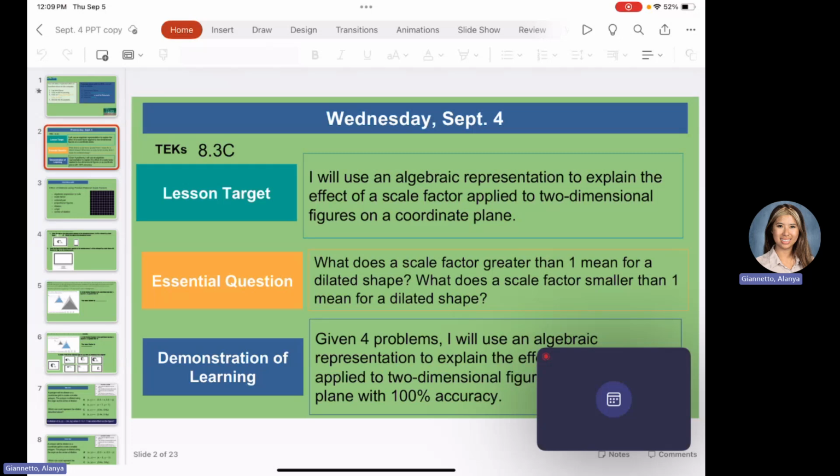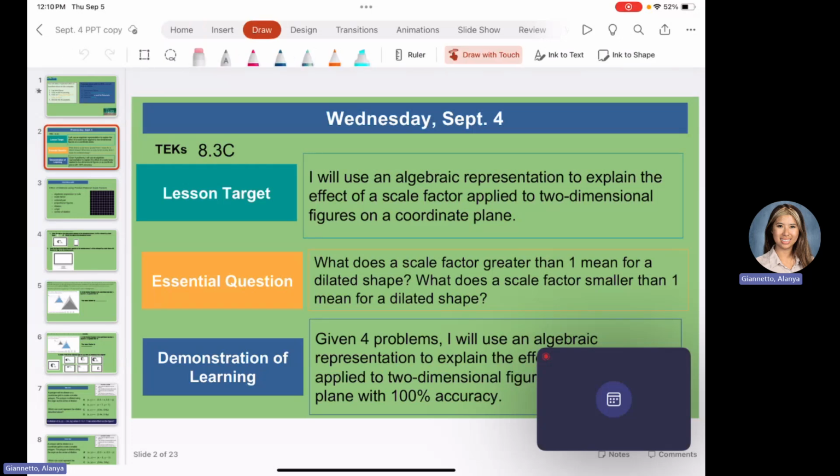Okay, so our TEK for today is 8.3c. Our lesson target is I will use an algebraic representation to explain the effect of a scale factor applied to two-dimensional figures on a coordinate plane. So remember that algebraic representation just means math rule.